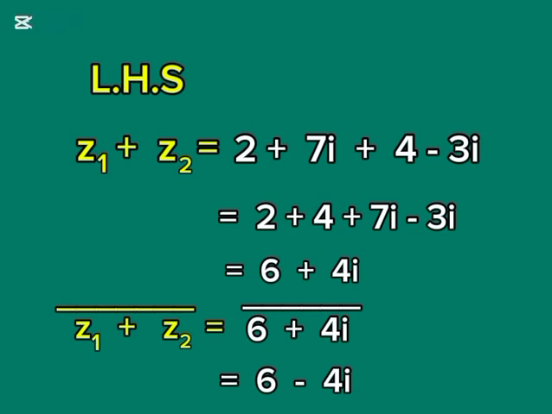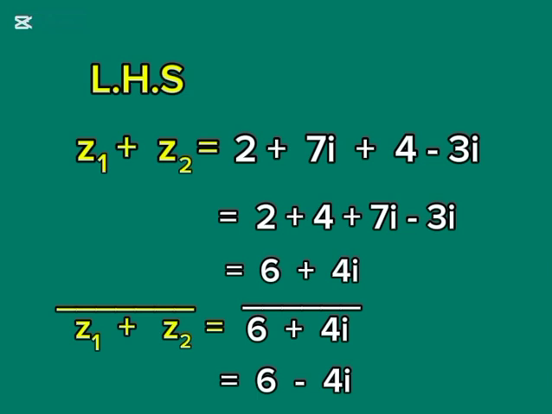In the first step, we take z1 plus z2, putting in the values of z1 and z2. So z1 plus z2 equals 2 plus 7 iota plus 4 minus 3 iota. Now arrange the real terms together and the imaginary terms together: 2 plus 4 and 7 iota minus 3 iota. Adding the real terms, 2 plus 4 gives 6. Adding the imaginary terms, 7 iota minus 3 iota gives 4 iota. Therefore, z1 plus z2 is equal to 6 plus 4 iota.